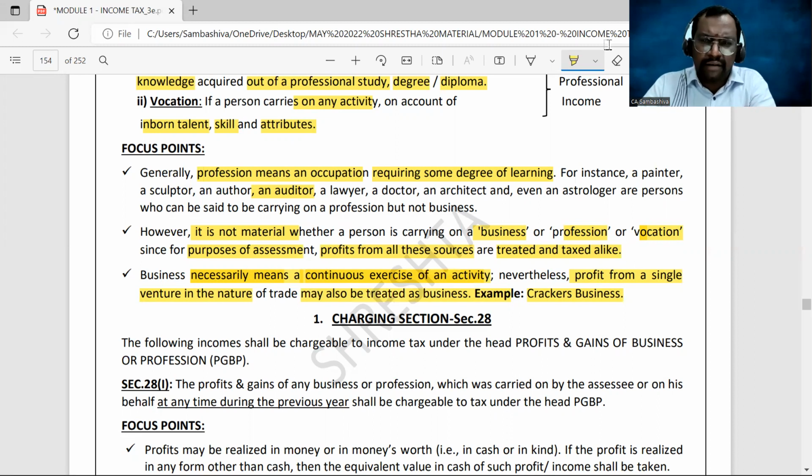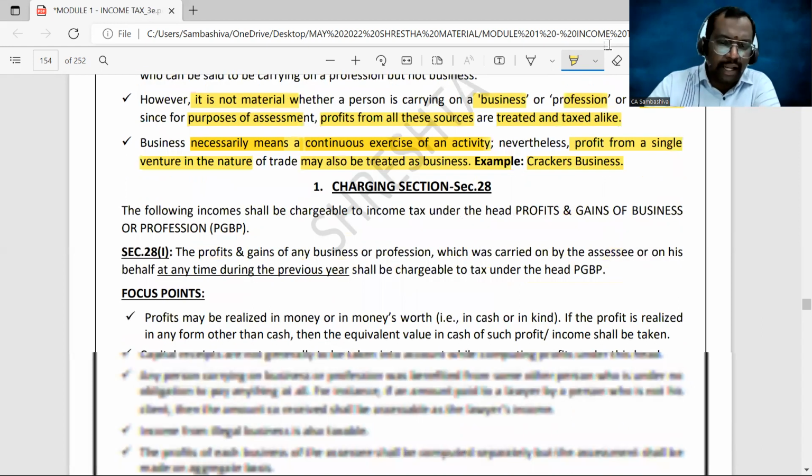Right? It's okay. Even if they are doing this business for 6 months, they are said to be engaged in business, and whatever income they get from that particular business will be taxable under the head PGBP only. Next. So this is the introduction to PGBP, sir. Next, moving on to the charging section, section number 28.